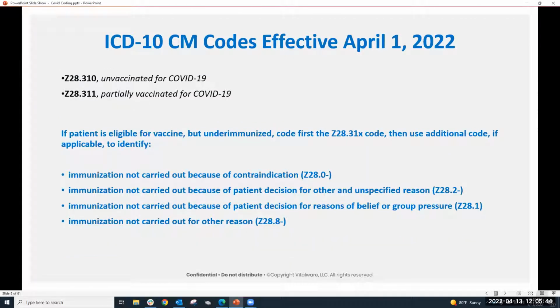Okay, so if the patient is eligible for the vaccine, but they've never received a vaccine, or they only have the partial vaccine, you would first code the Z28.31 code, and then you would use an additional code to identify why. So this could be due to a contraindication. It could be a patient's decision because of religious reasons, and you have several codes that give more description on why the patient is not vaccinated or is only partially vaccinated.